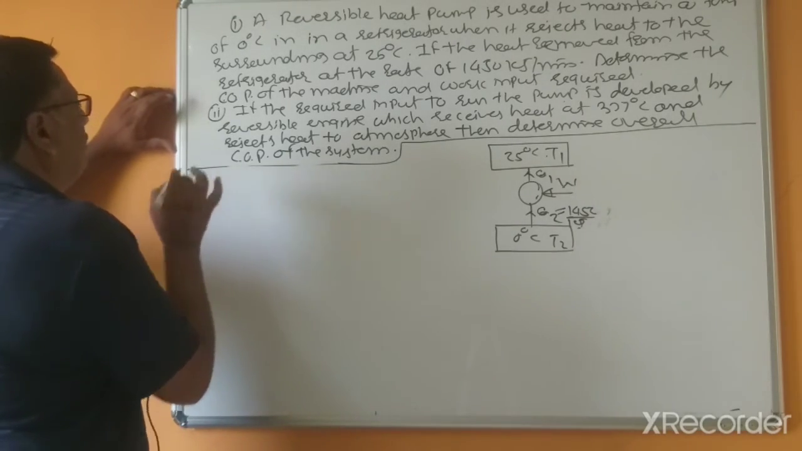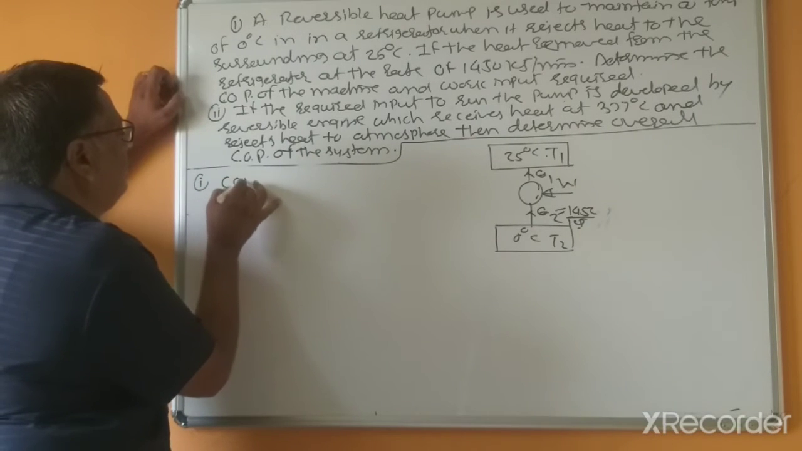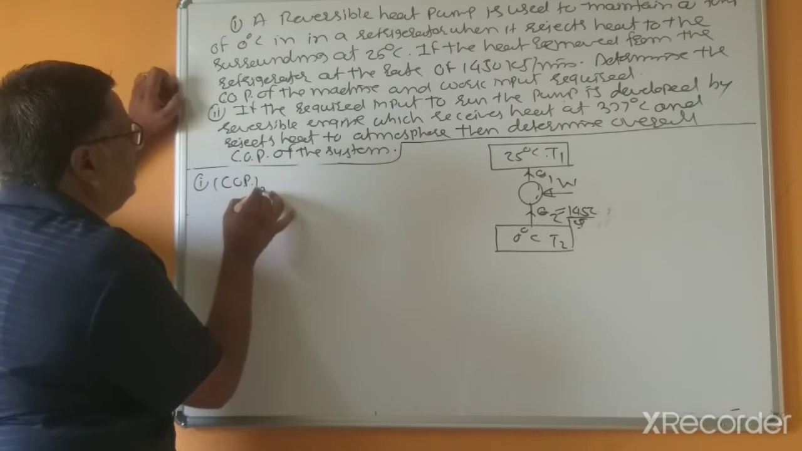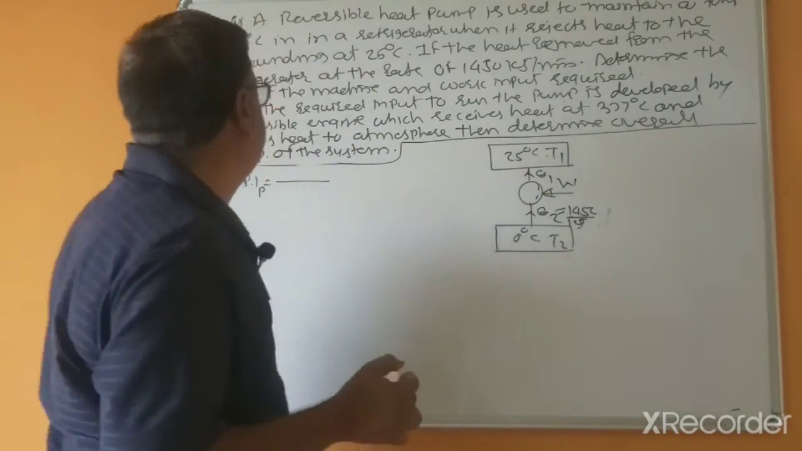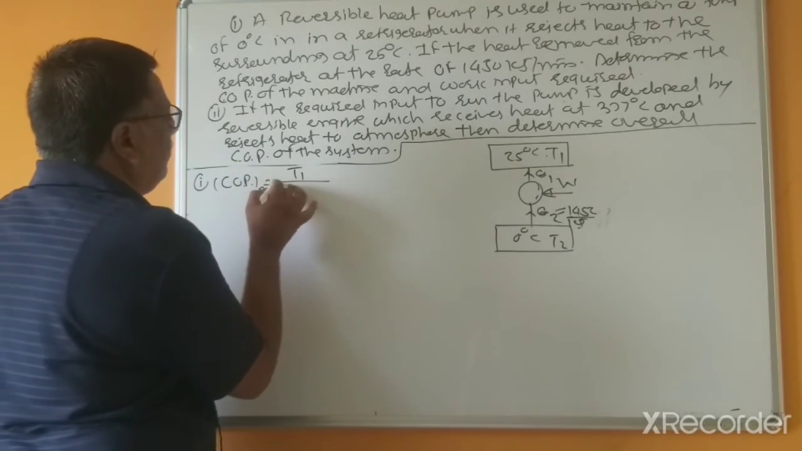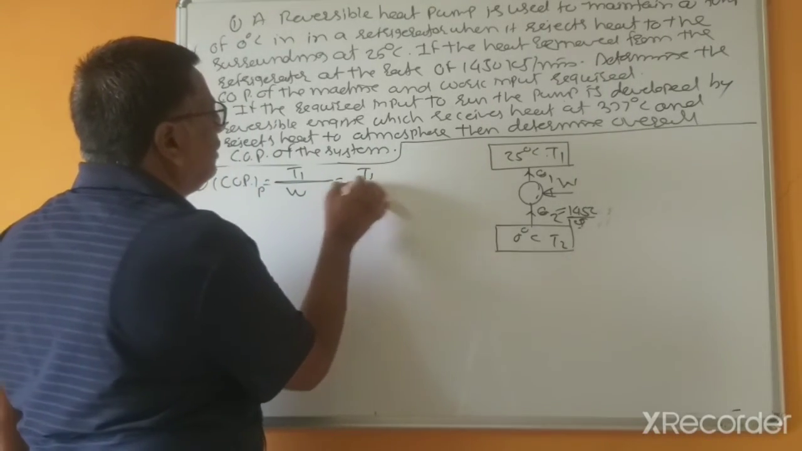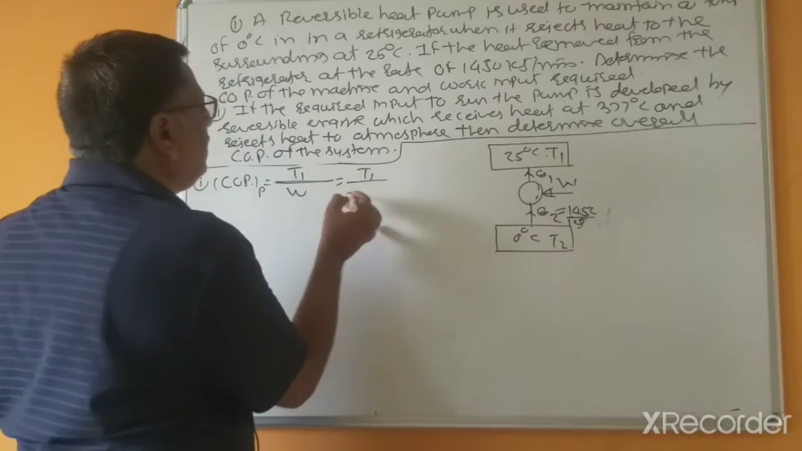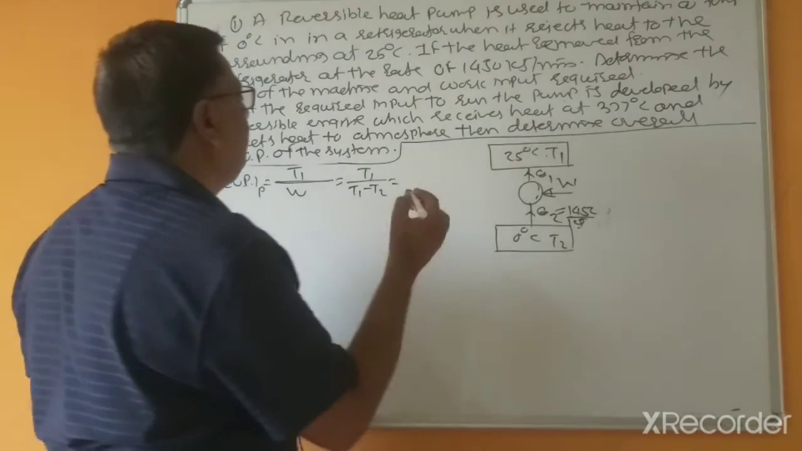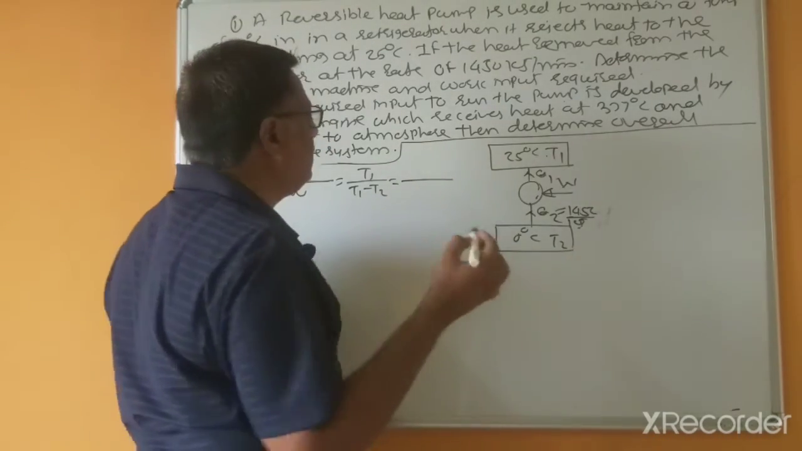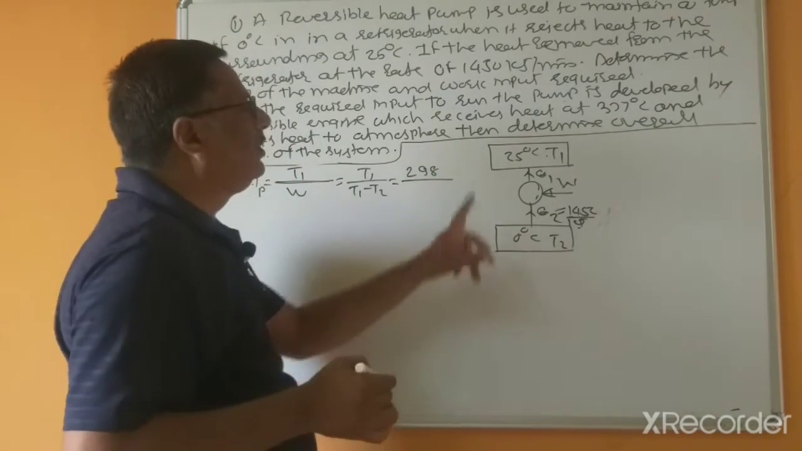First, we'll focus on this first part. Determine the COP. COP of pump you can calculate by using the relation. So what is desired here? This T1 temperature is desired. So that's why T1 divided by work, W equal to T1 minus T2. T1 temperature is 25 degree centigrade plus 273, means this is 298, and this difference is the 25 degree.